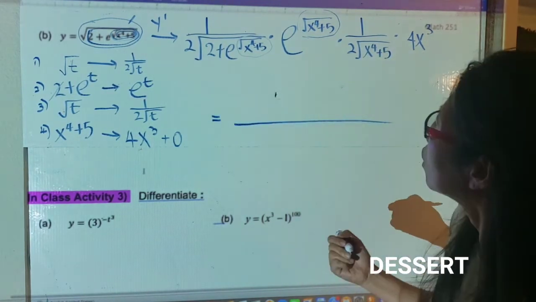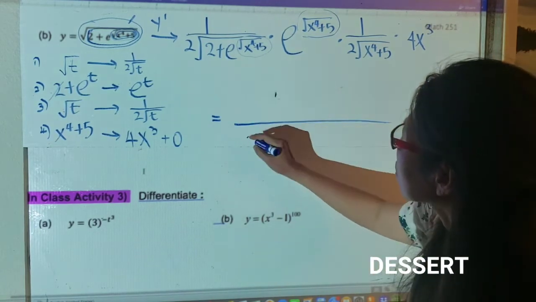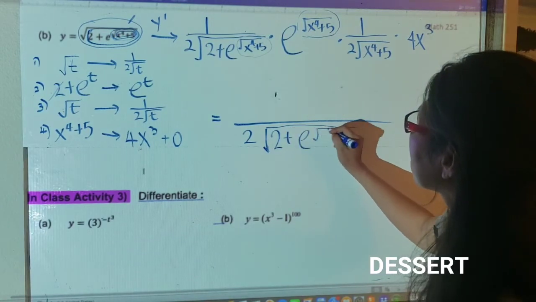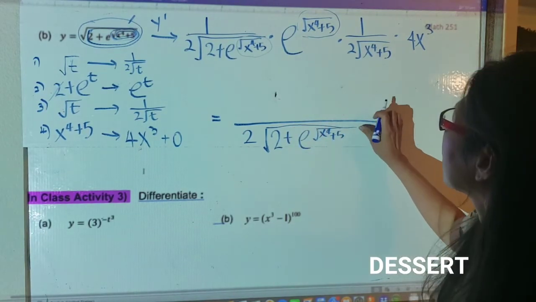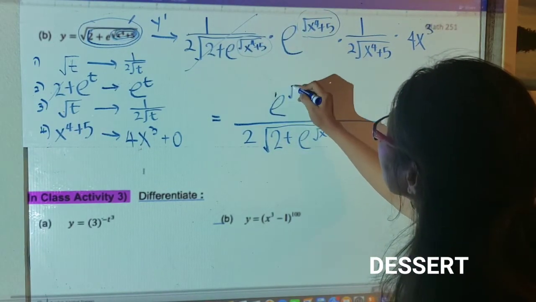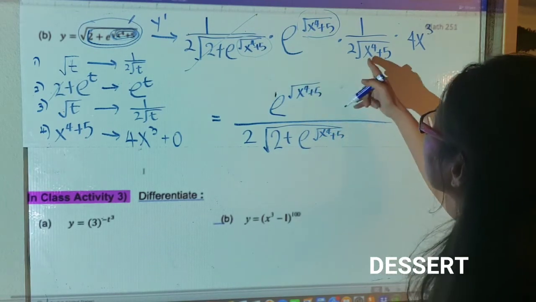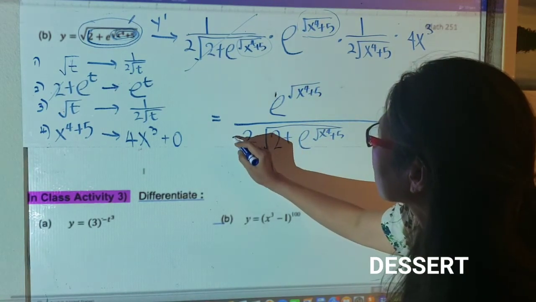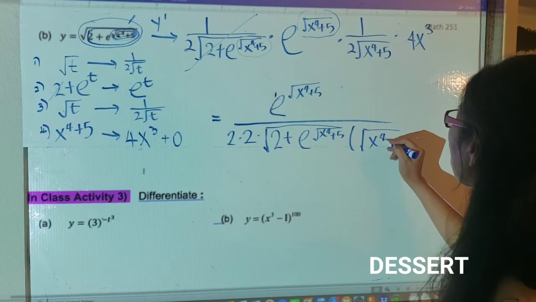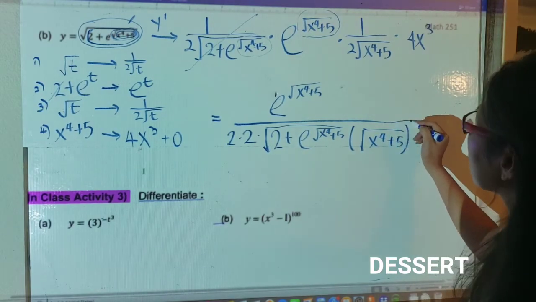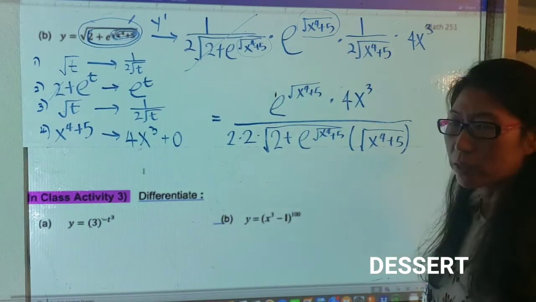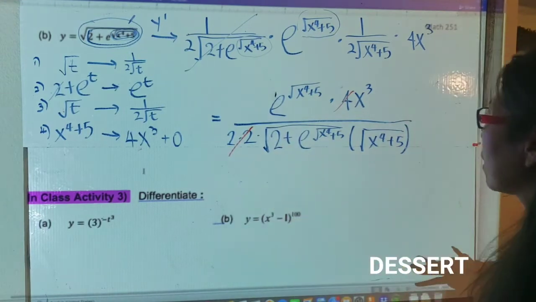Then all multiplication. So what are going to be the denominator? This is a denominator, 2 square root of 2 plus e to the square root of x to the 4th plus 5. And so I'm done with this term. This one will be the numerator, e to the square root of x to the 4th plus 5. This will be a denominator, so I'm going to pull out 2. So that's going to be 2 times 2, and then times square root of x to the 4th plus 5. I don't think we can combine this one, and then that will go to the numerator, 4x to the cube. Now, what I see, we can at least reduce one part, and then the rest will be the answer.